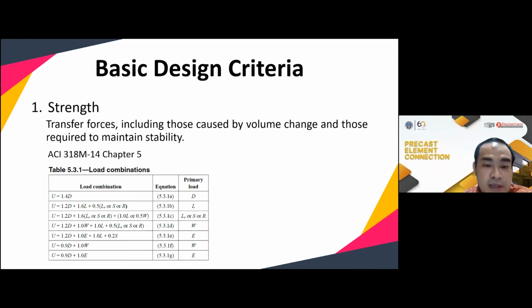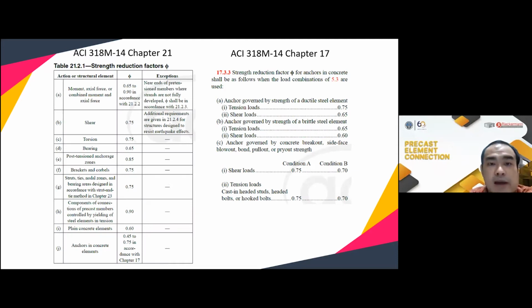This is the basic load combination that we need to consider to design reinforced concrete structures and also precast concrete structures. We have dead load, live load, earthquake, and so on. And then we also have the strength reduction factors for moment, shear, torsion, bending, and so on. On the right side, we also have the strength reduction factor for anchors.